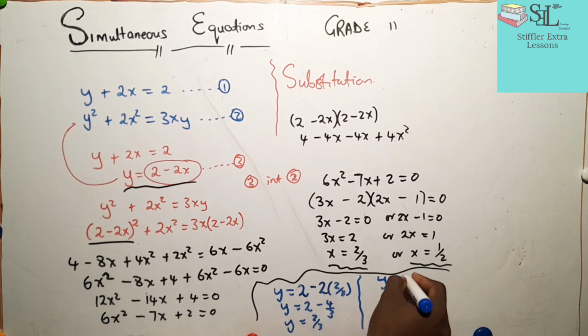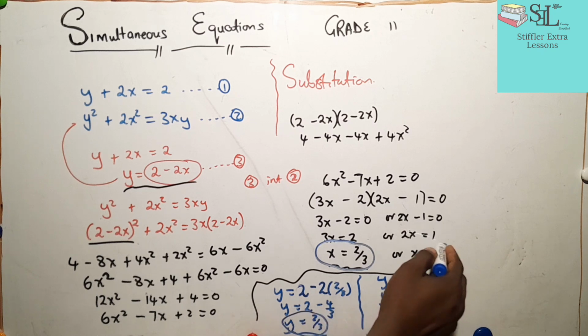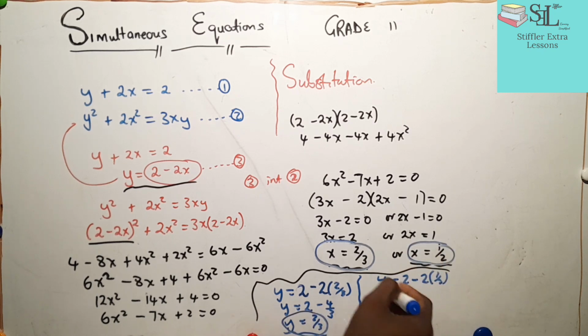So y is equal to 2, and then minus 2, and you can substitute half like that. So y can become 2, and this gives us 1. So 2 minus 1 is 1. So we have solved for this equation simultaneously. So when our x is 2 over 3, our y is also 2 over 3. When our x is half, our y is 1.